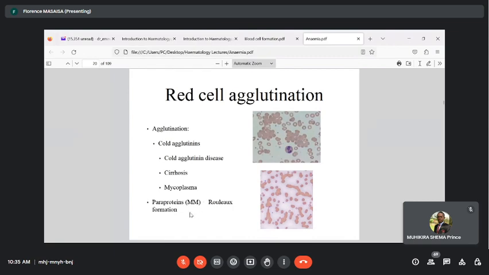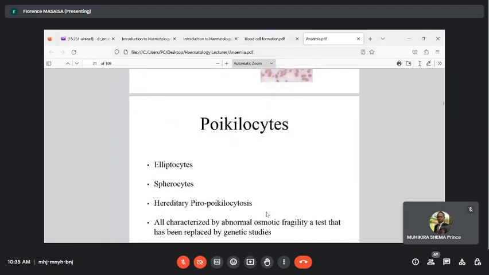We have also, in case of multiple myeloma, red cells coming together like a rouleau. You see the rouleau here. When you see rouleau in the second image, you can be sure that it is a rouleau. What are the conditions that may cause rouleau? We have multiple myeloma and so on.